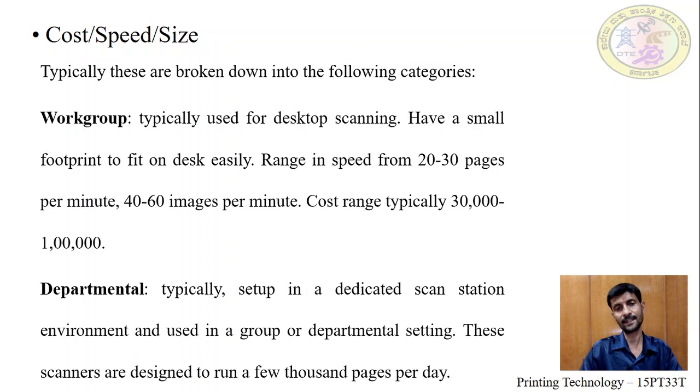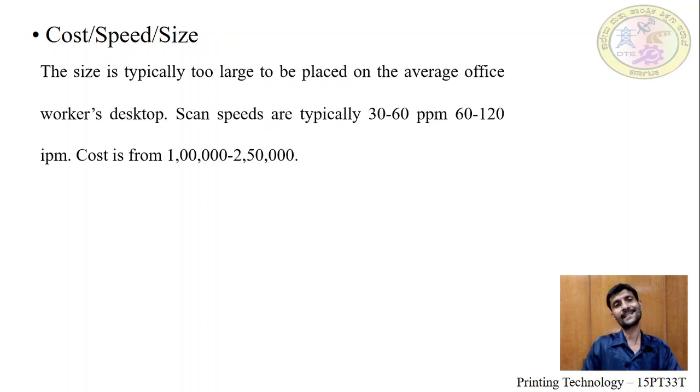Departmental: typically set up in a dedicated scan station environment and used in a group or departmental setting. These scanners are designed to run a few thousand pages per day. The size is typically too large to be placed on an average office desktop. Scan speeds are typically 30 to 60 pages per minute or 60 to 120 images per minute. The cost from 30 to 60 pages per minute will be 1 lakh to 2.5 lakhs.